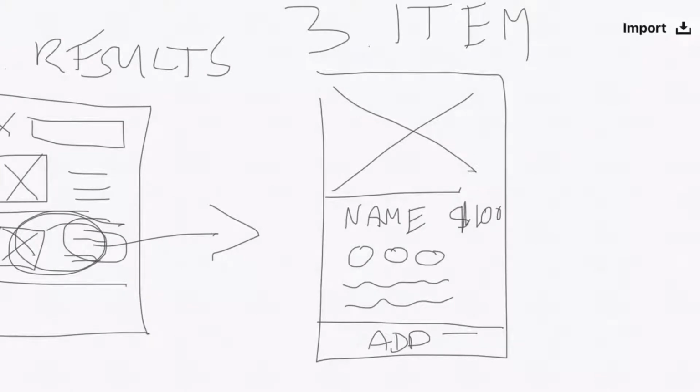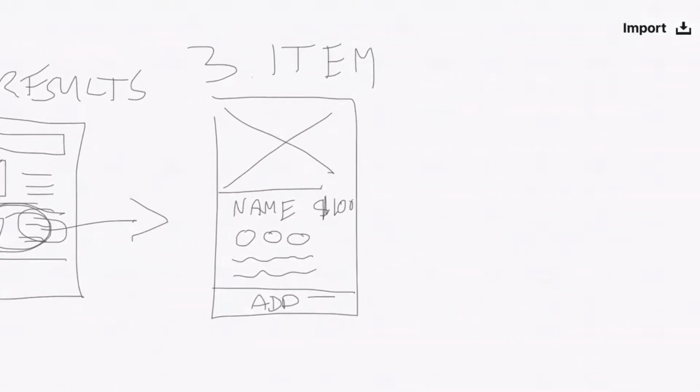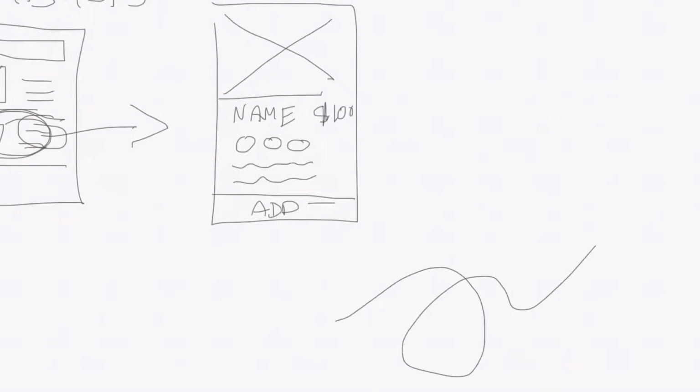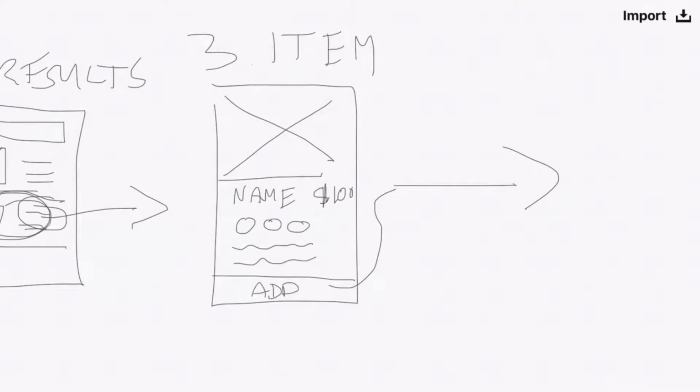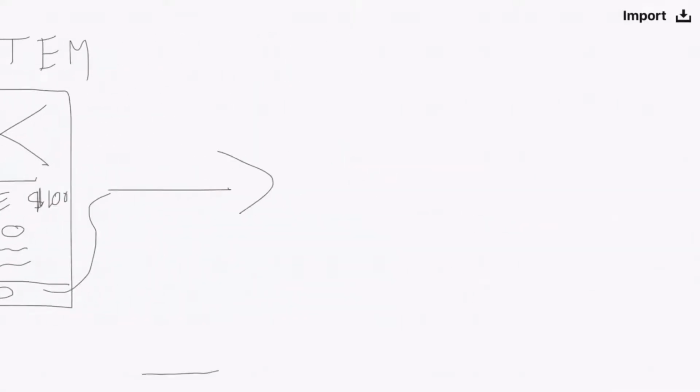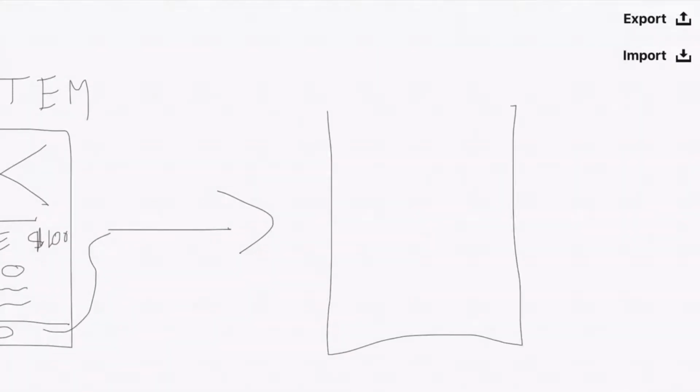Just double tap with two fingers in Concepts and you'll be able to go back. So if I go like this, double tap, perfect. Next step, they've clicked that button, they've added that to their cart. Step 4. Actually, you know what? If they add that to the cart, they found the item, they'll probably just go to the cart and we'll end the flow right here.